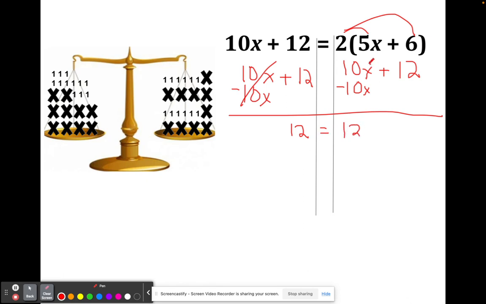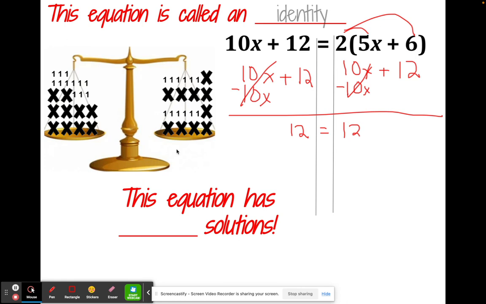Now, students sometimes start thinking, oh, well, x equals 12 then. No, I don't have an x here. It's just saying 12 equals 12, which is true. 12 does equal 12. What we have here is something called an identity. If you remember the identity property, that's kind of like looking in the mirror, both sides of the equation are the same. 10x plus 12, 10x plus 12. It's the same. It's called an identity.